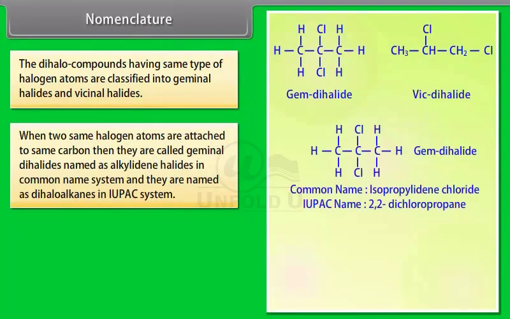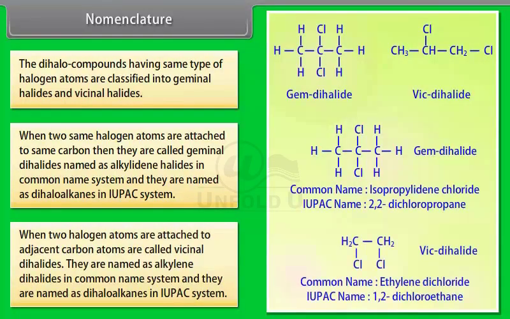When two same halogen atoms are attached to the same carbon, they are called geminal dihalides, named as alkylidene halides in common name system, and they are named as dihaloalkanes in IUPAC system. When two halogen atoms are attached to adjacent carbon atoms, they are called vicinal dihalides. They are named as alkylene dihalides in common name system, and as dihaloalkanes in IUPAC system.